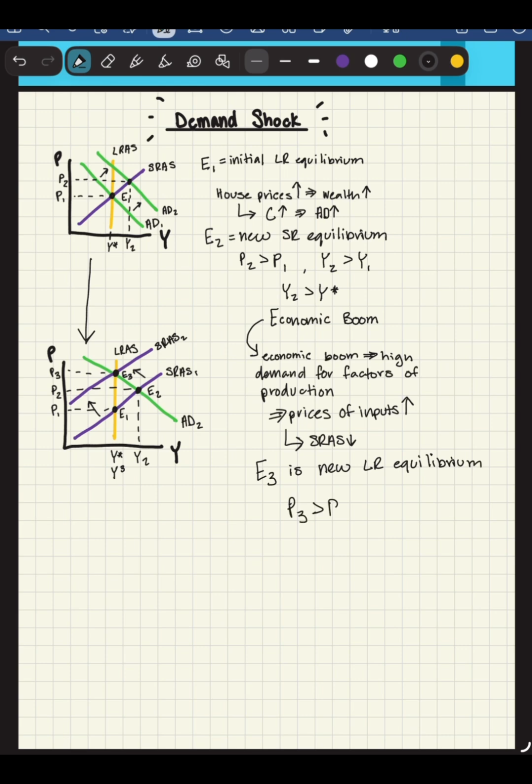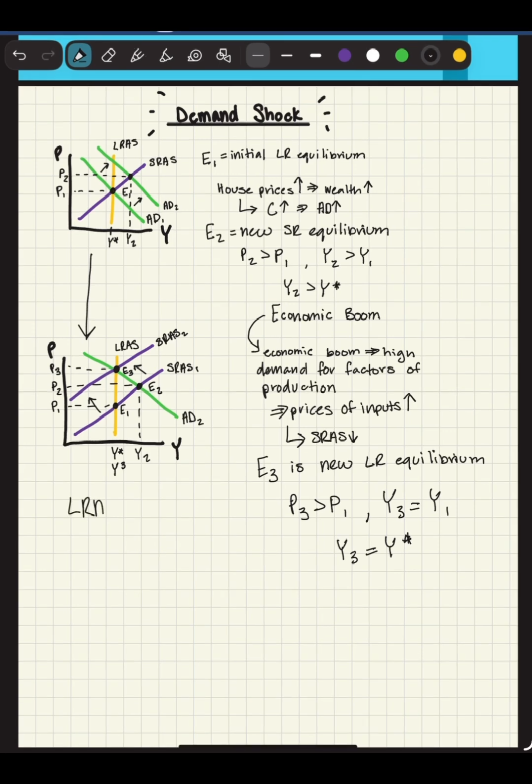So price 3 is greater than price 1. And then output 3 is equal to output 1, and it's also equal to the initial output or potential output. This now shows us that we are back in equilibrium. We can also notice that the long-run aggregate supply curve does not shift when a demand shock occurs.